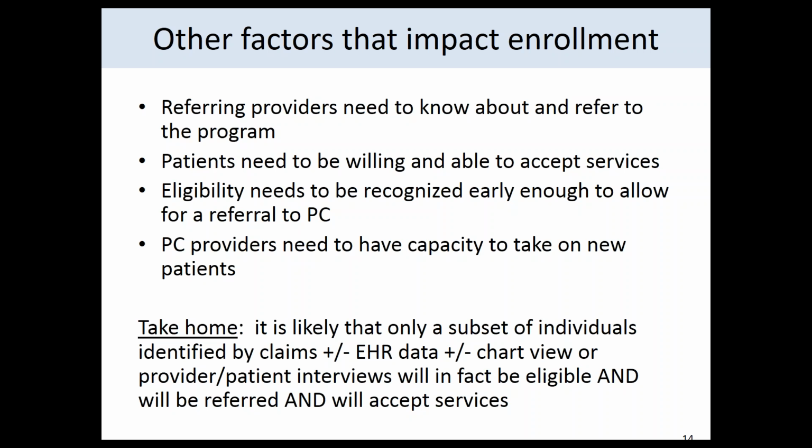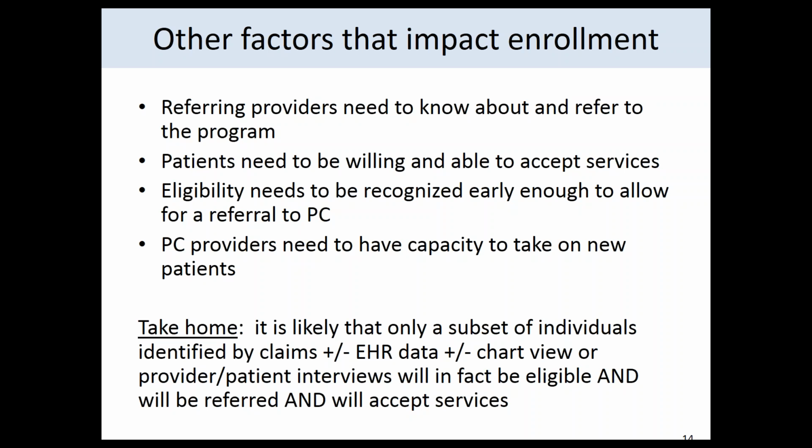So the take-home message here is that it is likely that only a subset of the individuals that you're able to identify with claims data, plus or minus EHR data, plus or minus chart review or interviews with providers or patients to try to figure out how many eligible people there are, in fact, the number who will be eligible and referred and accept services will be smaller than the number that you're able to identify and incorporate into an estimate. And that's really important to know.